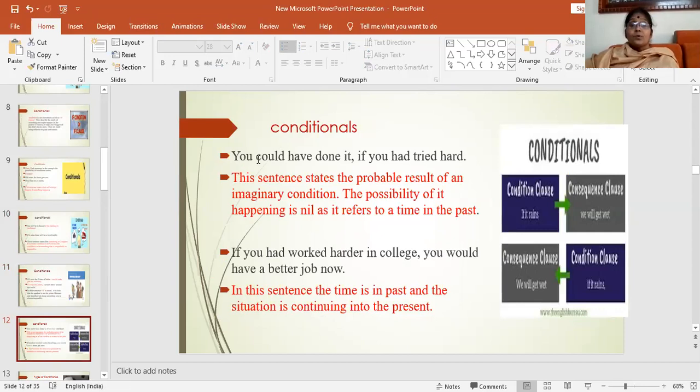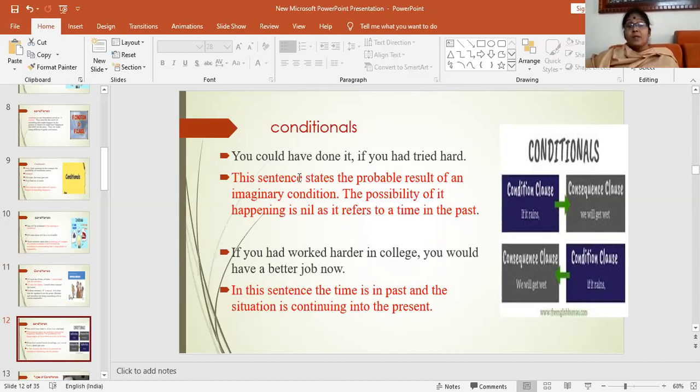Now, look at this sentence. You could have done it if you had tried hard. This sentence states the probable result of an imaginary condition. You could have done it if you had tried. The possibility of that happening is nil now because it refers to a time in the past, right? You did not try and it did not take place, and the possibility of it happening is nil because it is an action that has taken place in the past, right?